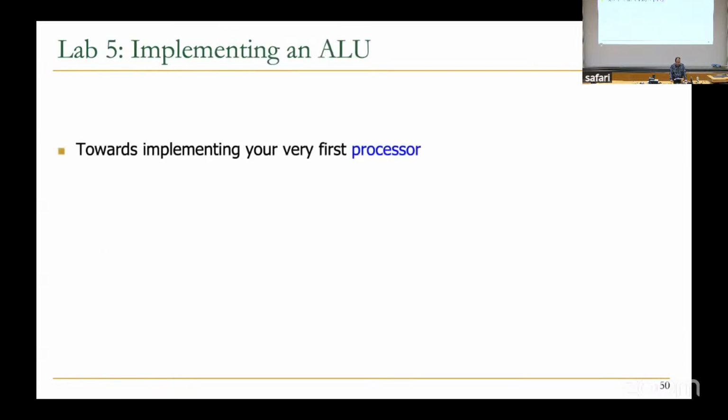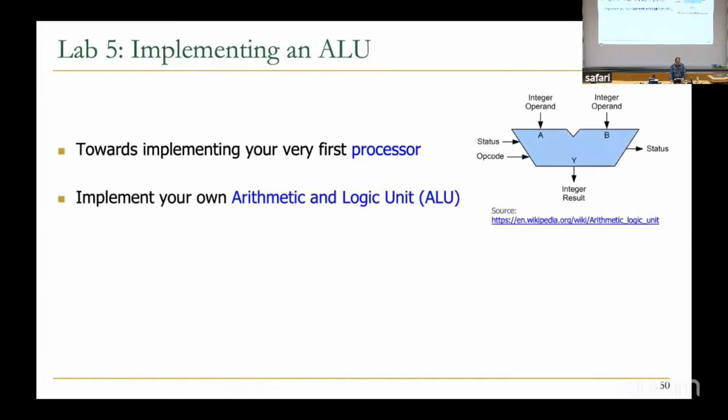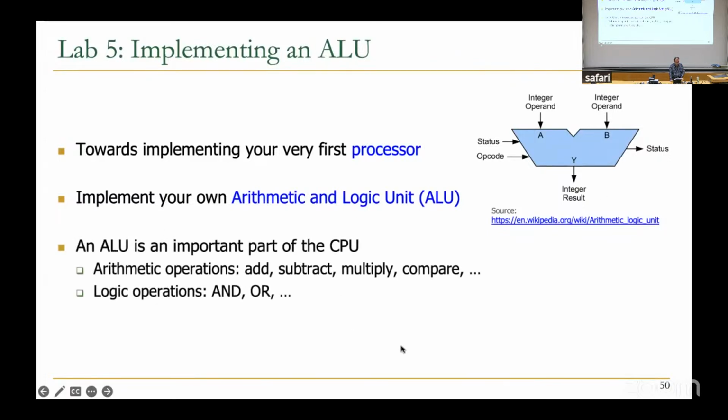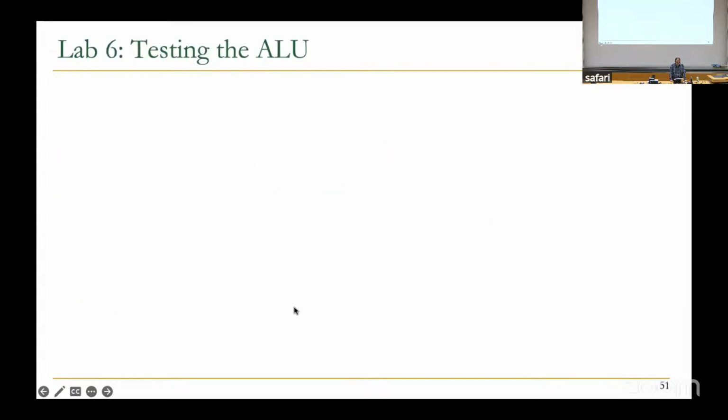In lab 5, we're gonna see how to implement an ALU. That's actually the first step in order to get to your processor. So you will design your ALU that can do some arithmetic operations like addition, subtract, multiply, compare, and some logical operations like AND, OR, and so on and so forth.